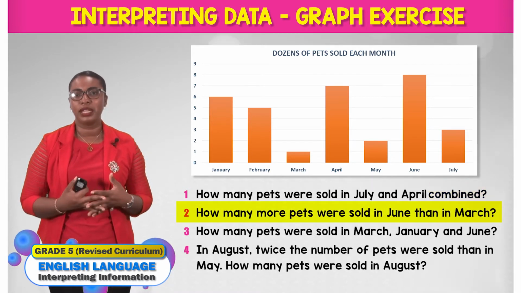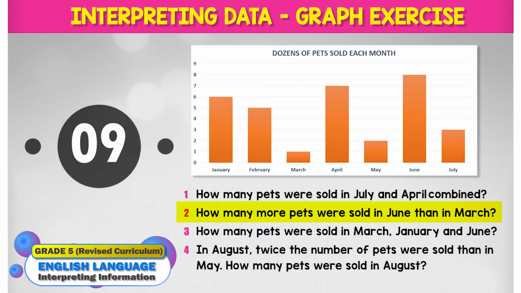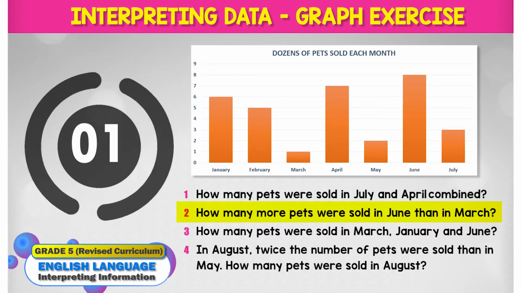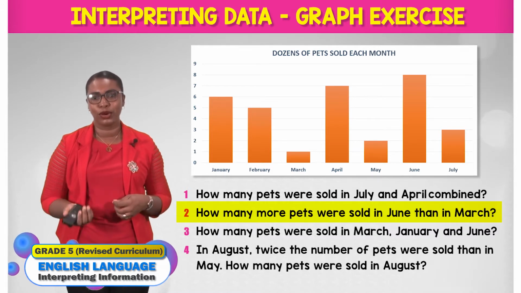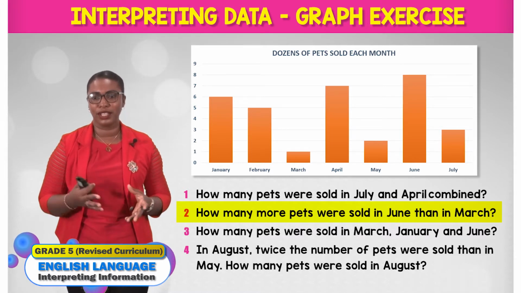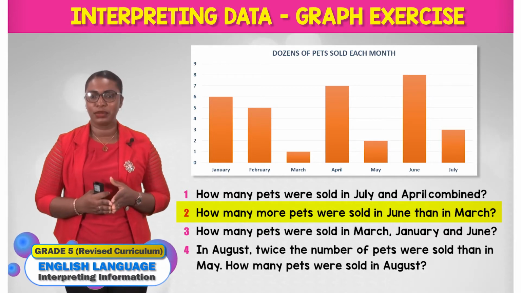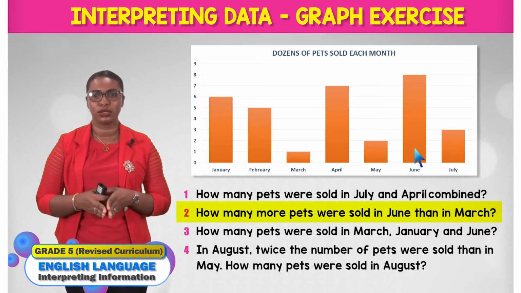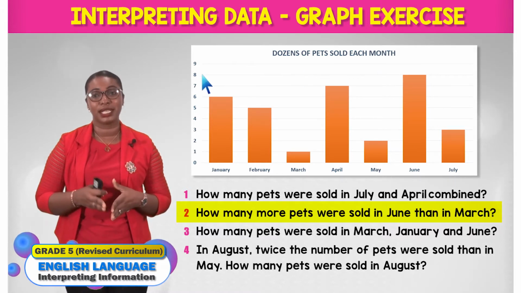Question 2. How many more pets were sold in June than in March? It did not say whether 20, 40 animals were sold in June or whether 25 or 50 animals were sold in March. Remember, they're given in dozens. So you have to be able to determine how many animals were sold in June, and you have to remember again, the 8 represents 8 dozens.